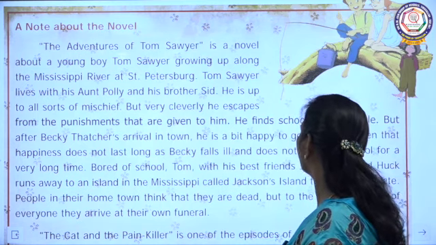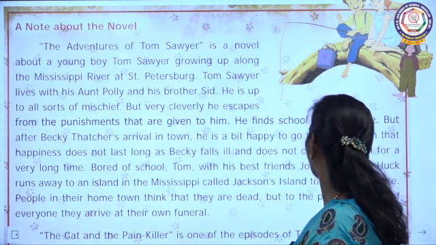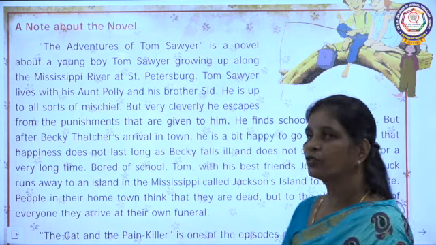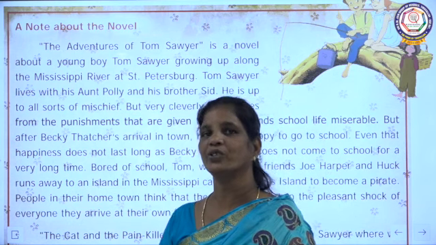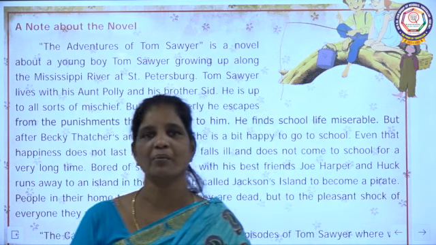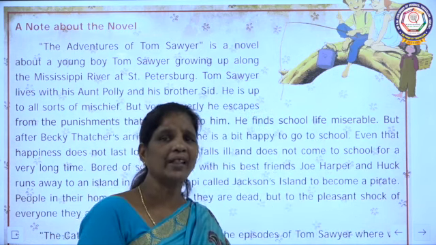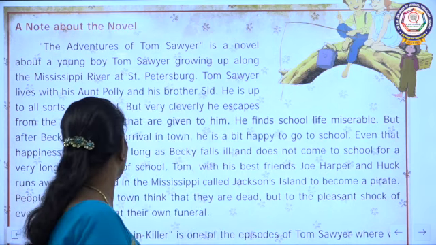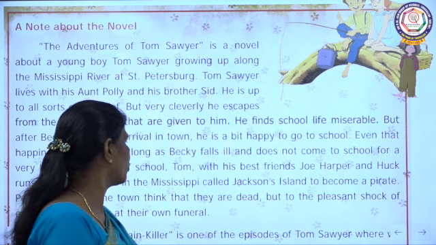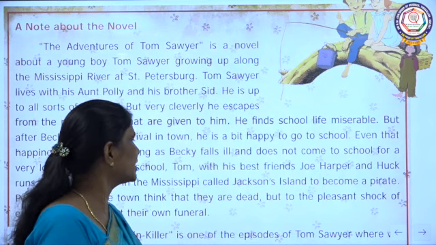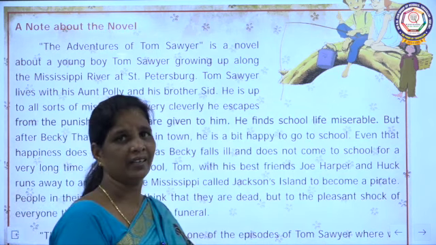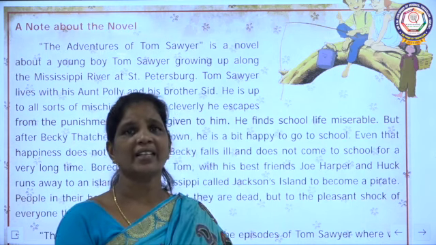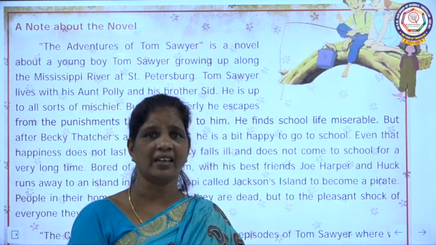Tom with his best friends Joe, Harper and Huck runs away to an island. So, after the school days, he joined with his two friends, and they made a plan and went to a place. Joe Harper and Huck, his best friends, ran away to an island of Mississippi called Jackson's Island to become pirates. They learned some stories related to sea pirates, and they ran to the Mississippi island.